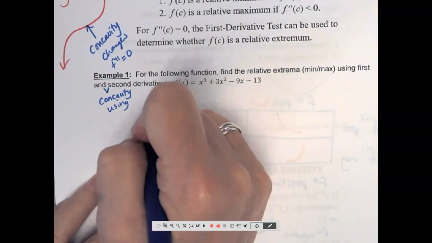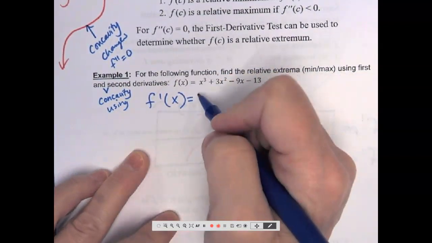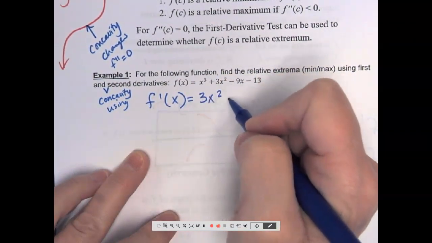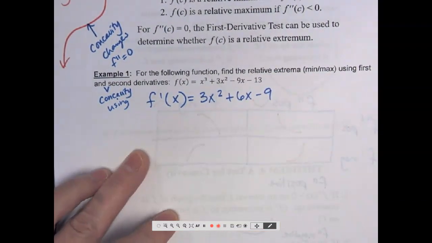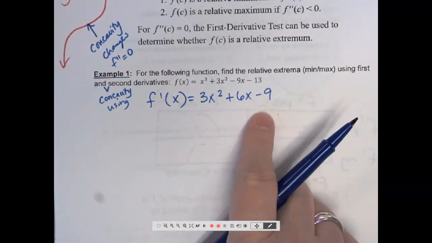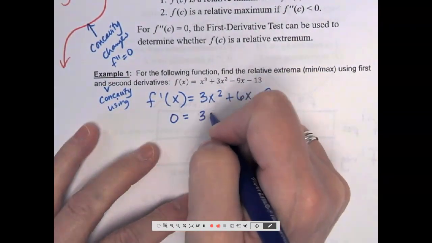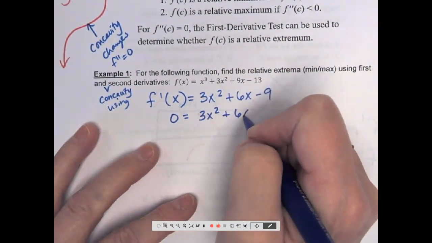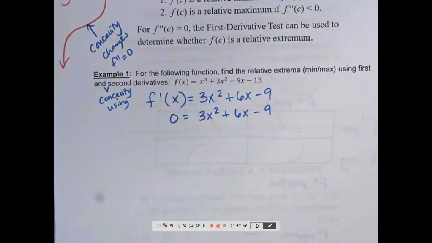I'm going to find the first derivative. First derivative is 3x squared plus 6x minus 9. I want to know where this is zero or undefined. Is that ever going to be undefined? No, I don't have x in a denominator or anything like that. So I'm really just worrying about where this is zero. How would you go about solving that?